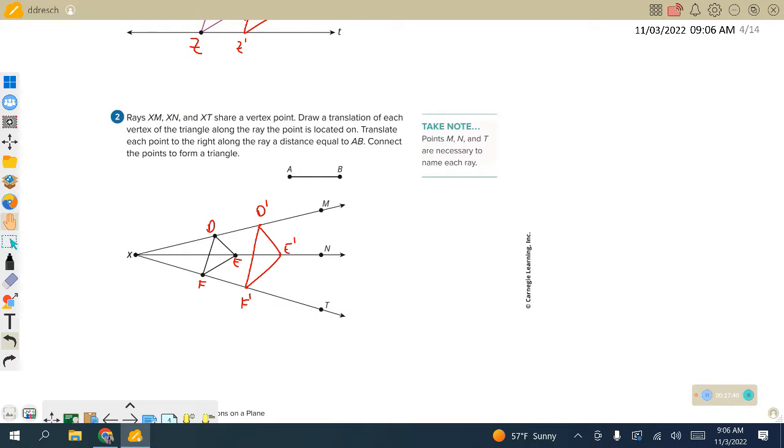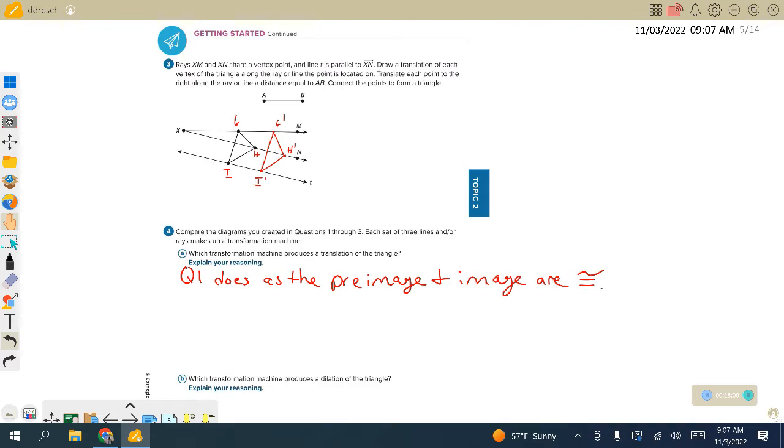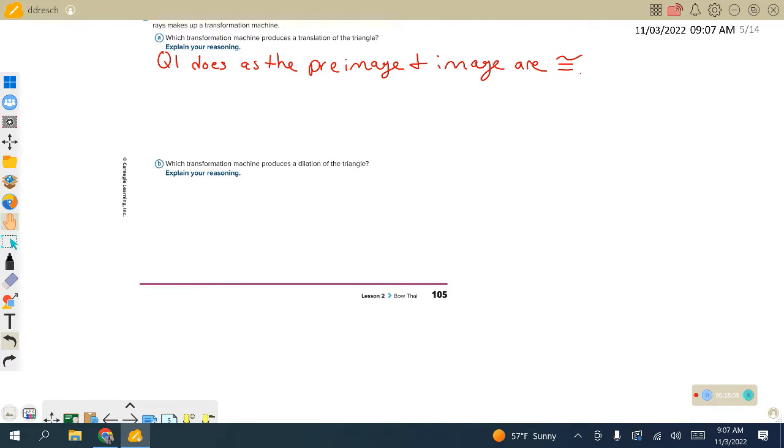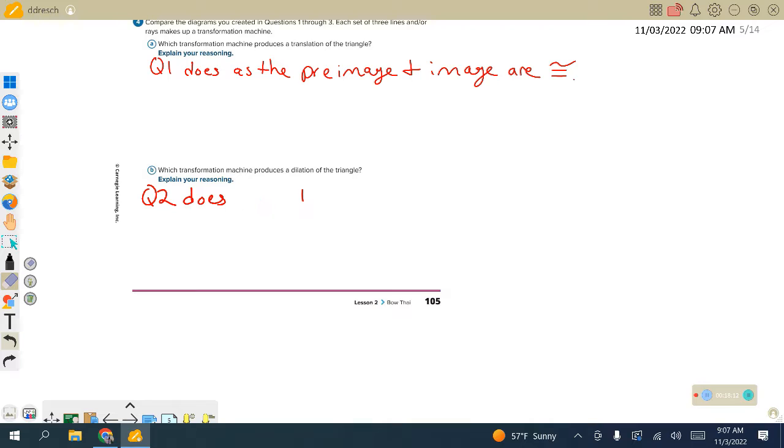If we were to go through and measure these actual side lengths, what we're going to find is that in question 2, this pre-image to this image, what we say in math with a dilation is that the sides are proportional. Now, what do I mean by proportional? Let's jot that down. Question 2 does, as the sides are proportional.